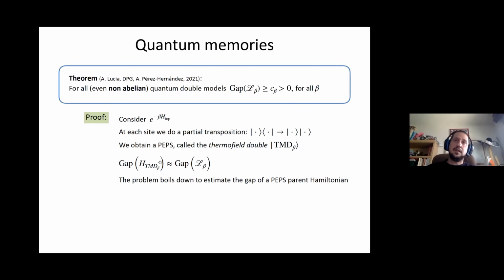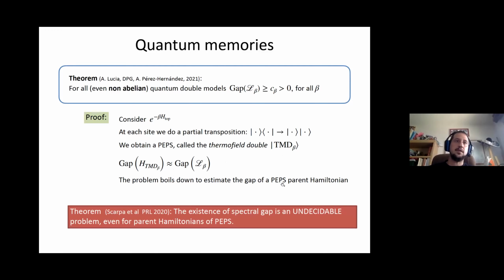One can then show that the gap of the Lindbladian that we are interested in is comparable to the gap of the parent Hamiltonian associated to this thermofield double state. And then the problem boils down to estimating the gap of the parent Hamiltonian of a PEPS. Okay, this seems a nice simplification, but we have recently proven a theorem that shows that this is also hard in general: the existence of a spectral gap, even for parent Hamiltonians of PEPS, is an undecidable problem.